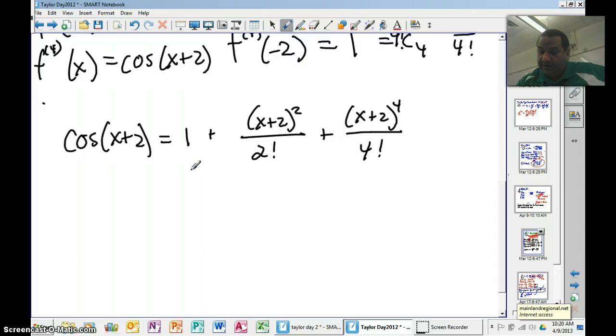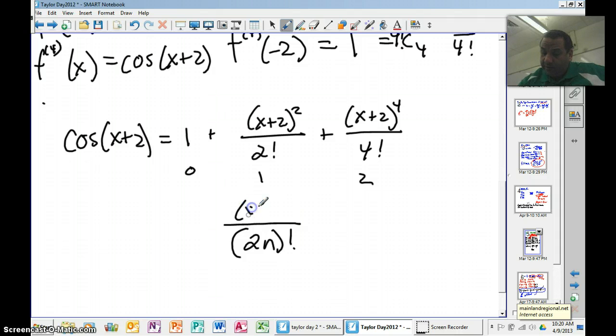This is 0, 1, 2. So it looks like on the bottom is 2n factorial. On the top, it's x plus 2. No cosine in there, because remember the power series only involves the x's, not the function. And that looks like it's going to be to the 2n.